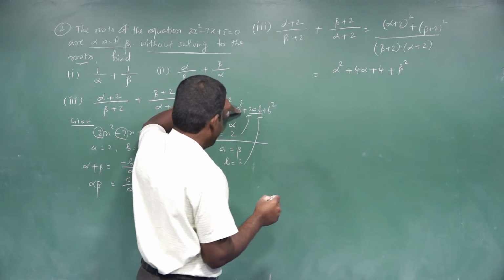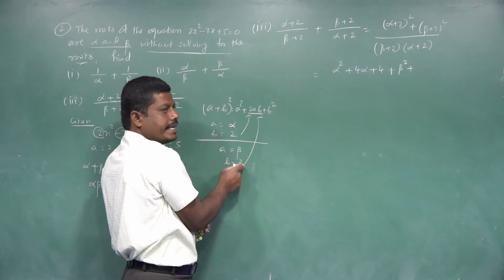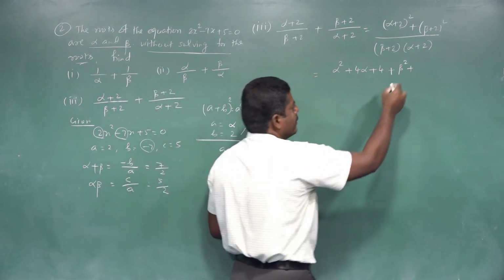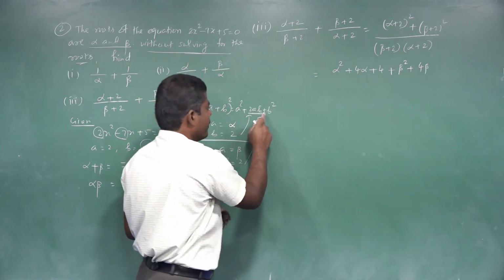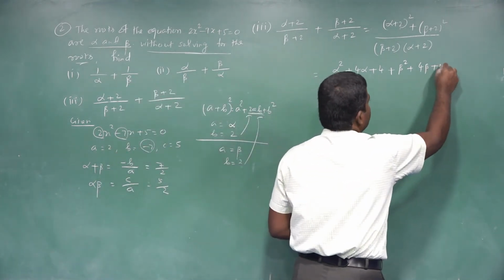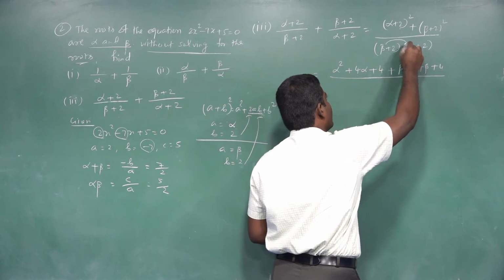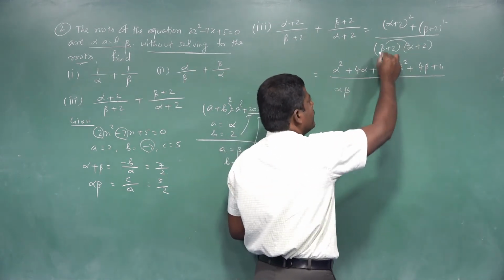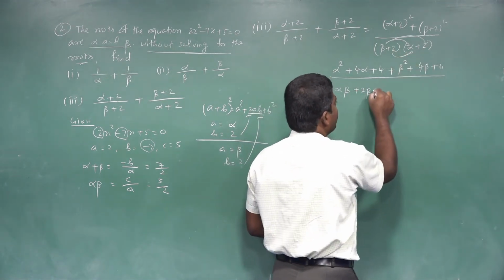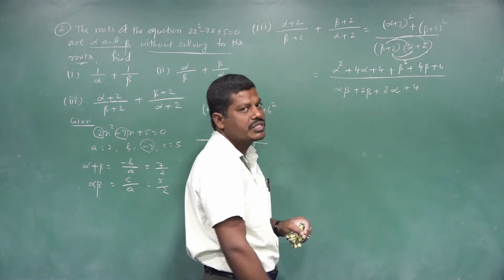Beta square plus 2AB. First we multiply AB. AB means 2 beta. 2 multiplied by beta, 2 beta. Multiplied by 2, 2 beta multiplied by 2, 4 beta. Plus B square. B value is 2. 2 square, 4. Plus 4. Now we multiply the denominator: beta multiplied by alpha, alpha beta. Beta multiplied by 2, plus 2 beta. 2 multiplied by alpha, plus 2 alpha. 2 multiplied by 2, plus 4. So our multiplication is over.